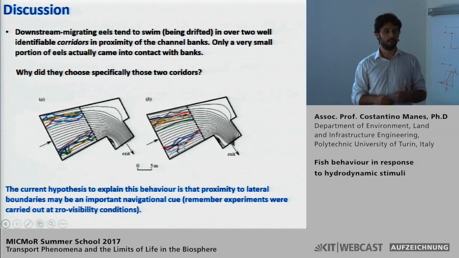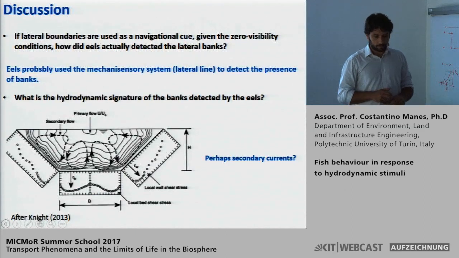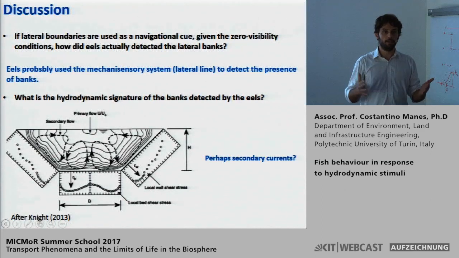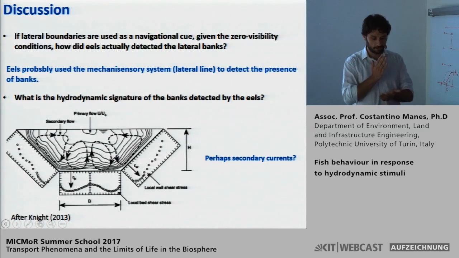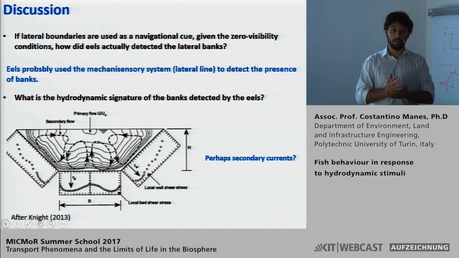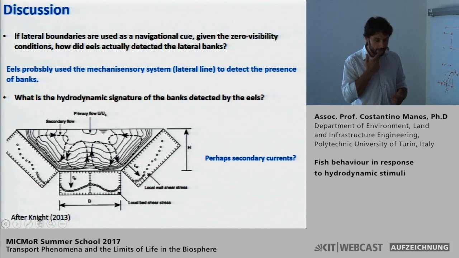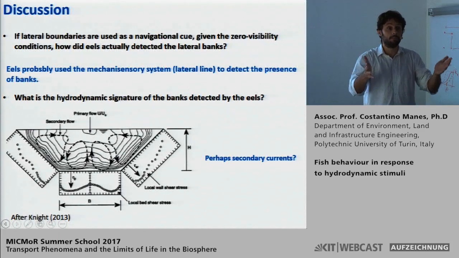That's our explanation. But again, the second question is, eels then probably use the mechanosensory system, the lateral line, to detect some sort of hydrodynamic footprint, or some sort of hydrodynamic signature they could detect to feel the lateral banks. And to me, what generates a signal that comes from the lateral banks towards the center, towards where they were swimming, are perhaps the secondary currents.